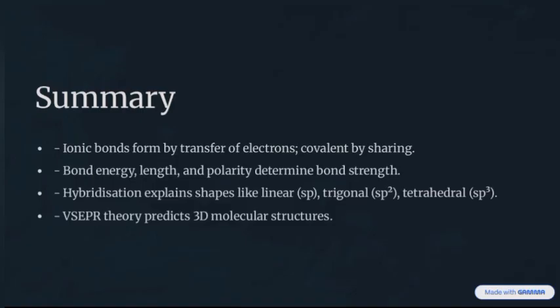So in summary, we talked about ionic bonds, and we know that an ionic bond is a bond formed as a result of electron transfer, while a covalent bond is formed by electron sharing. We talked about bond energy, bond length, and polarity. We also talked about hybridization and how hybridization is responsible for some shapes of molecules. Then we also talked about VSEPR theory. If nobody is submitting an assignment, I will not be able to know where I need to focus more or where I need to correct people.